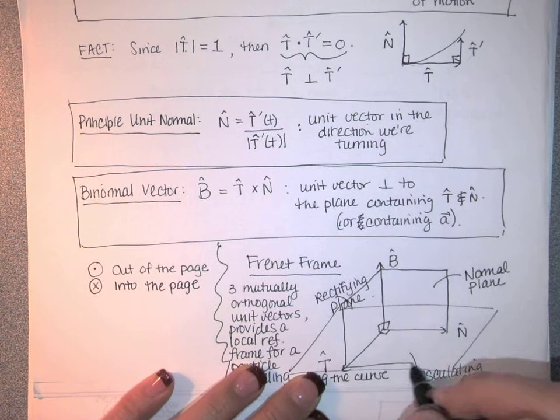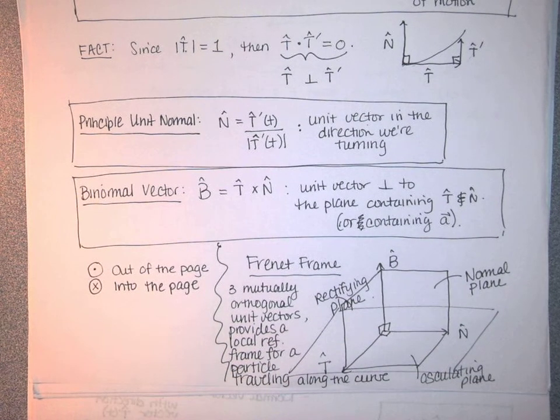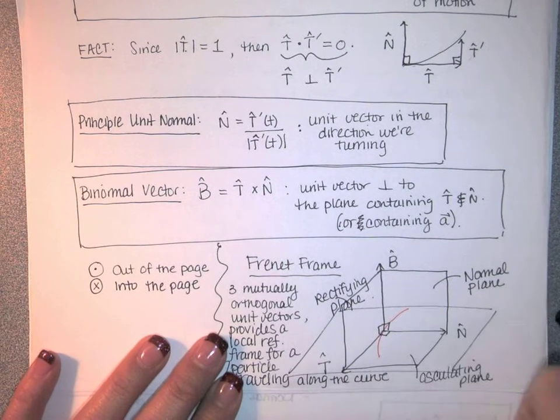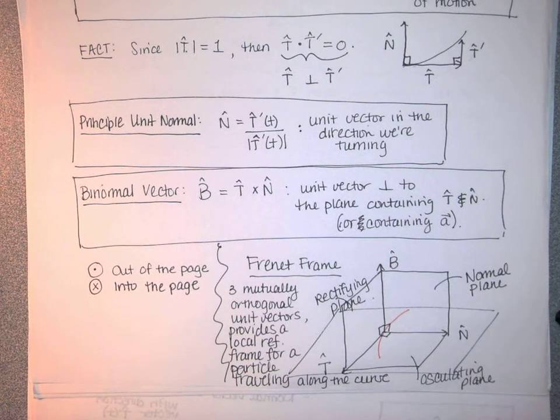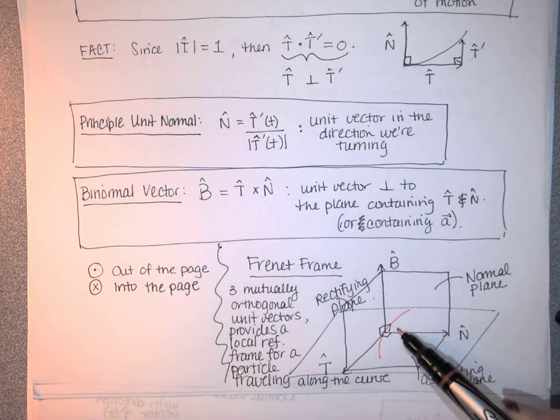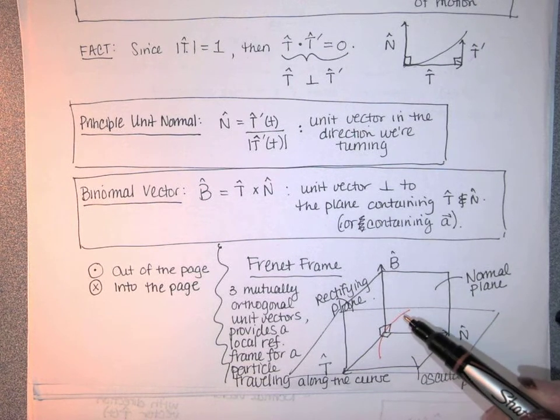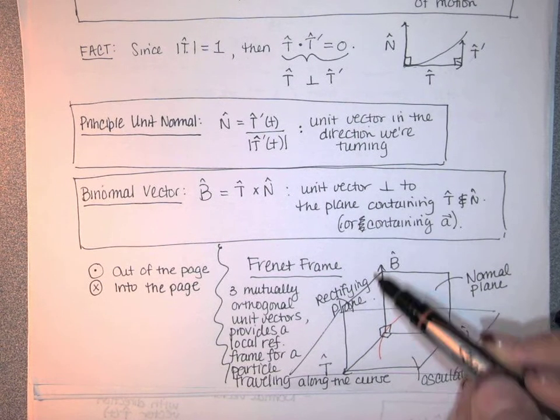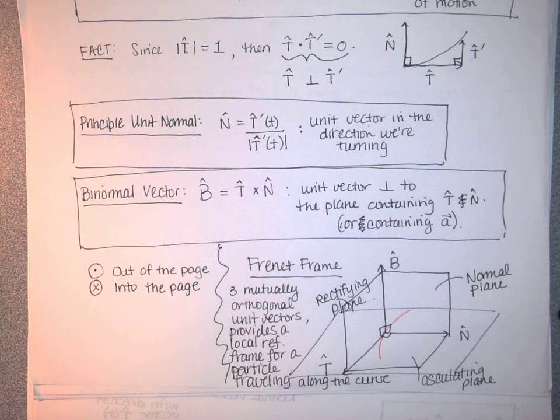So I've got this little moving reference frame. It goes with me everywhere I go. It's the world according to the particle. It's what traveling along this curve feels like. I'm turning in this direction. I'm going in this direction. And if I'm sitting upright as I'm traveling along this curve, this is the direction that my torso heads.